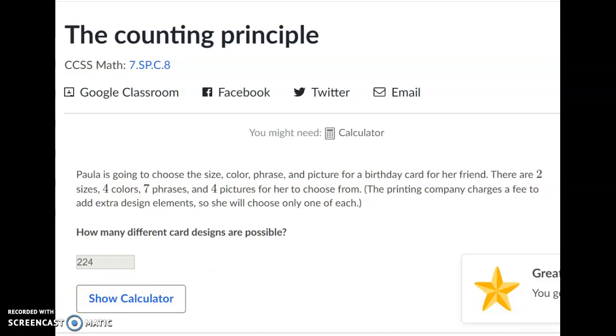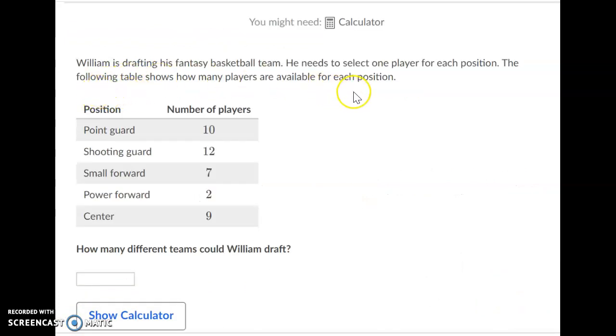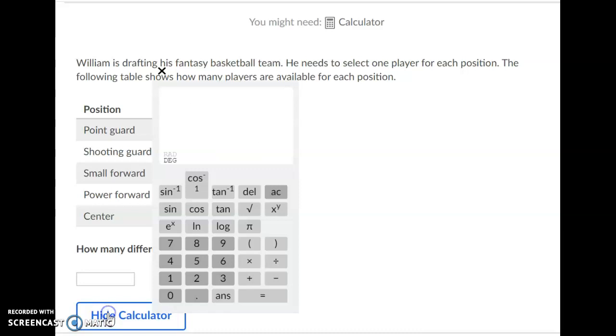Yay! Awesome. William is drafting his fantasy basketball team because there are no actual teams playing right now. He needs to select 1 player for each position. The following table shows how many players are available for each position. So point guard, he has 10 to choose from. Shooting guard, 12 to choose from. Small forward, 7. Power forward, 2. Center, 9. So I'm going to use a calculator for this. I'm not going to try to do this in my head. We're going to have to do 10 times 12 times 7 times 2 times 9.